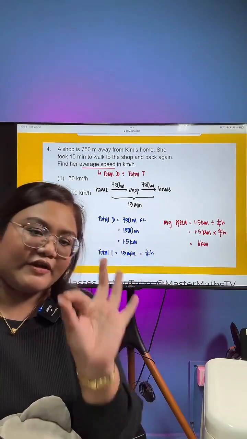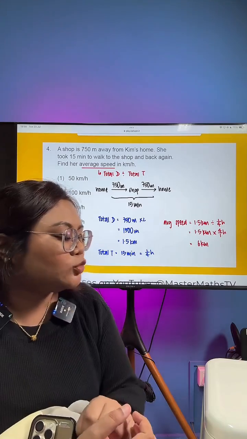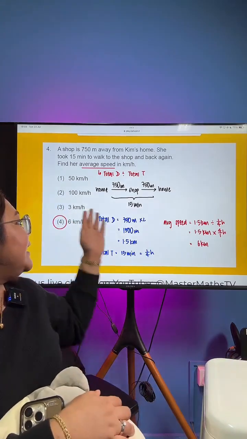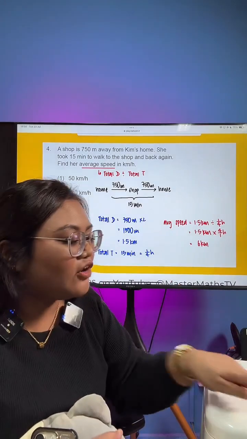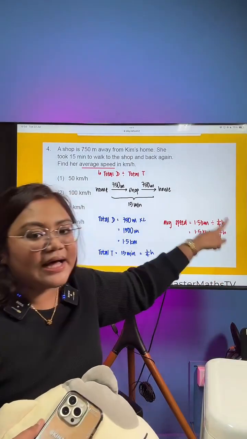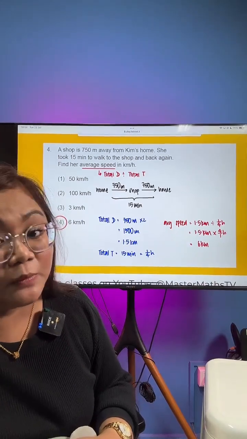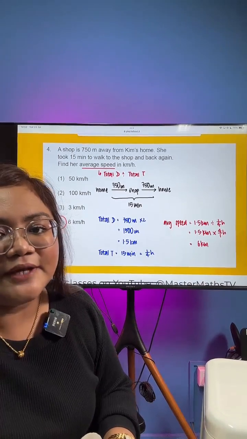So 1.5, 1.5 gives us 3. And now 1.5, 1.5, another 3. That makes 2 sets of 3, which is 6 kilometers. And that is our answer. Sorry, I forgot my per hour at the end. The average speed there should be 6 kilometers per hour, okay?